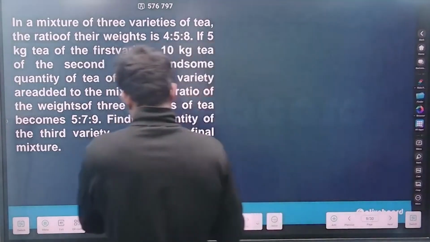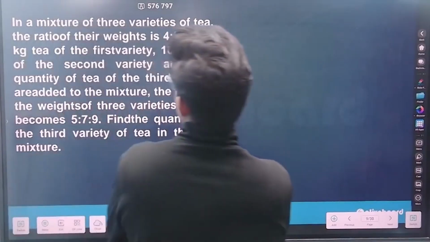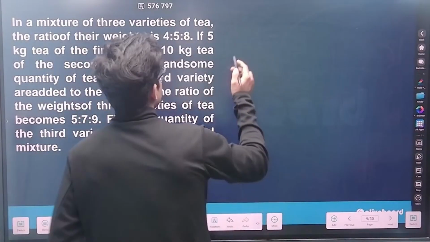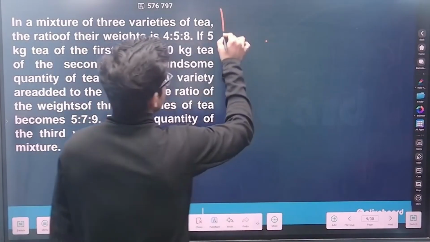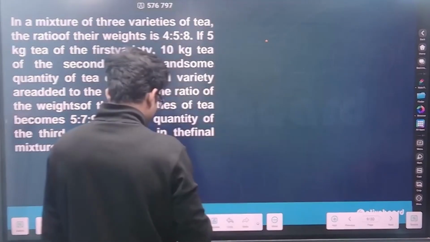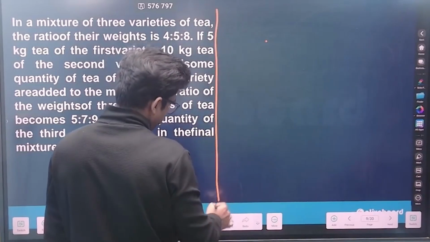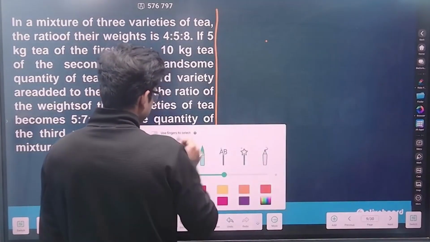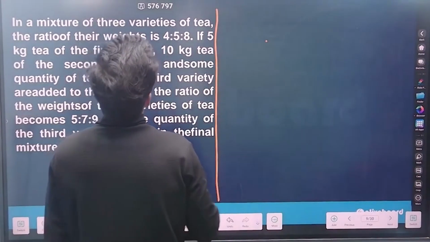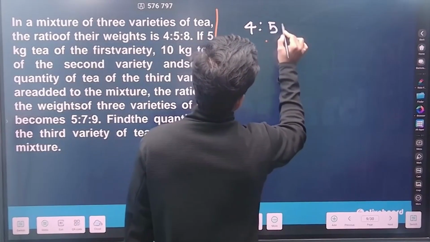If not, let's see. In a mixture of three varieties of tea, the ratio of their weights is 4 is to 5 is to 8. So basically, let's draw a line. The ratio would be 4 is to 5 is to 8.